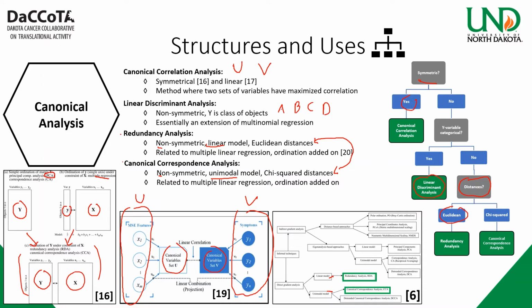You could easily cross this out and have something like "linear?" And if it was linear, that's going to be redundancy. If it was non-linear, that's going to be canonical correspondence. And we'll get more into the difference between these in the third part of this module series.